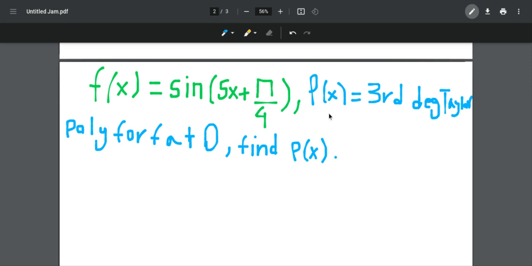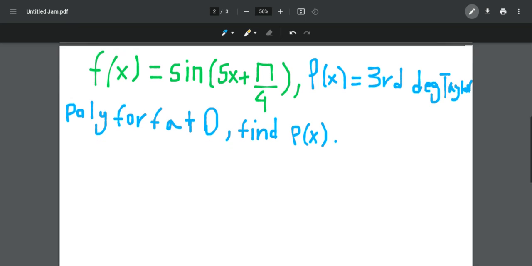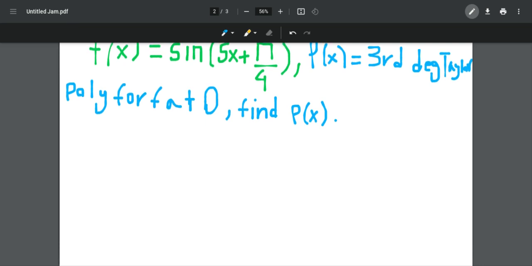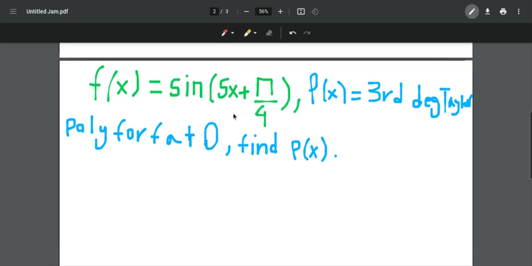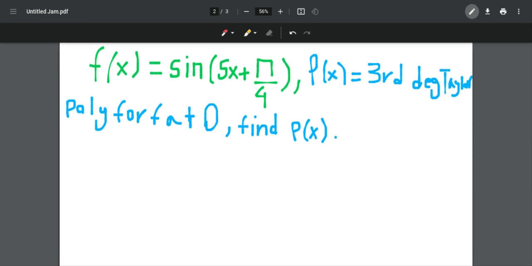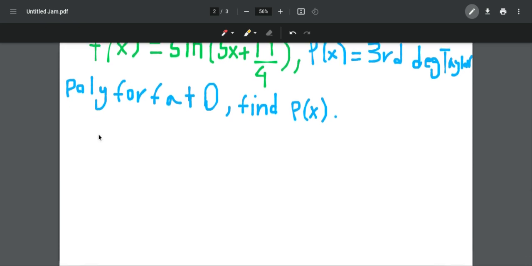So we have a function f of x, which is sine of 5x plus pi over 4, and we have p of x, which is another function, and this is a third degree Taylor polynomial for f at 0. We need to find p of x. For Taylor polynomials, always first make a table. How? I'm going to make a table and show you step by step how to solve this question, because these questions come sometimes in many calculus exams, such as AP Calculus.